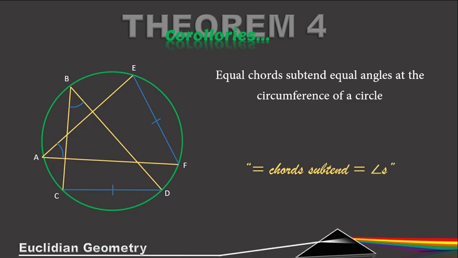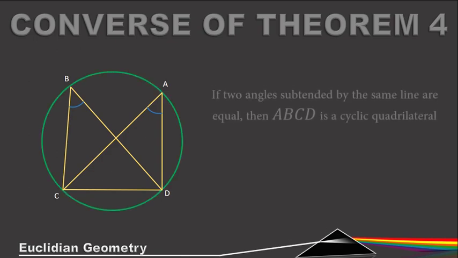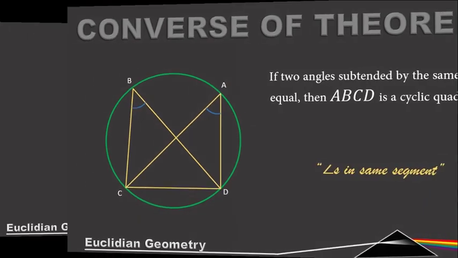Equal chords subtend equal angles. Then the converse of theorem 4: if I have a quadrilateral, or if I subtend two angles from CD and those two angles are equal, then we can assume that ABCD is a quadrilateral. So if two angles subtended by the same line are equal, then ABCD is a cyclic quadrilateral. Angles in the same segment.